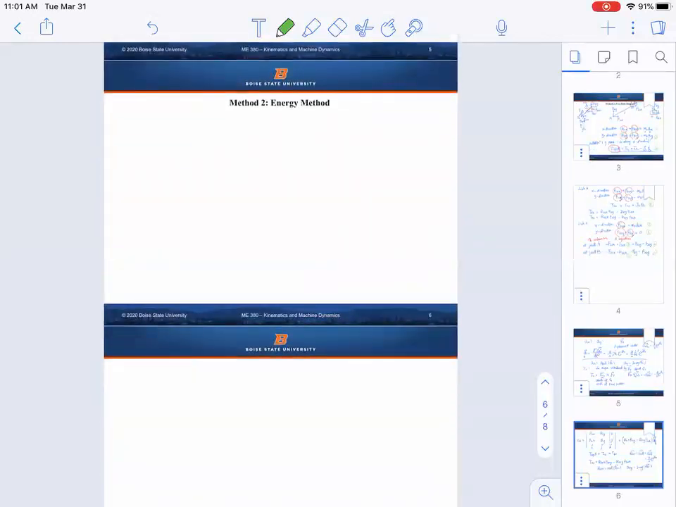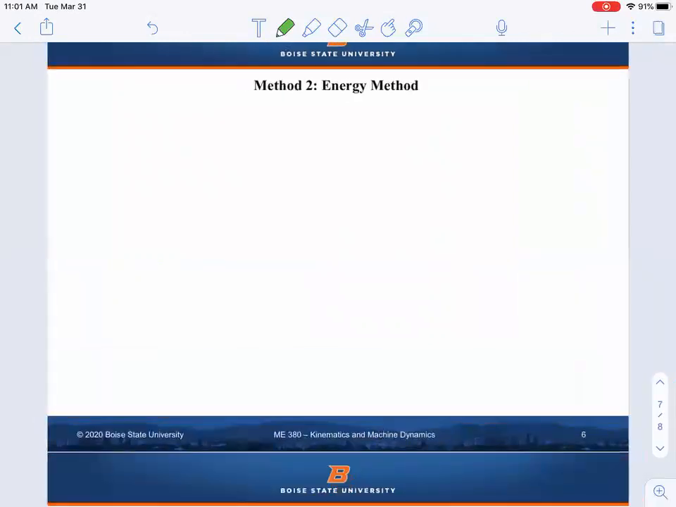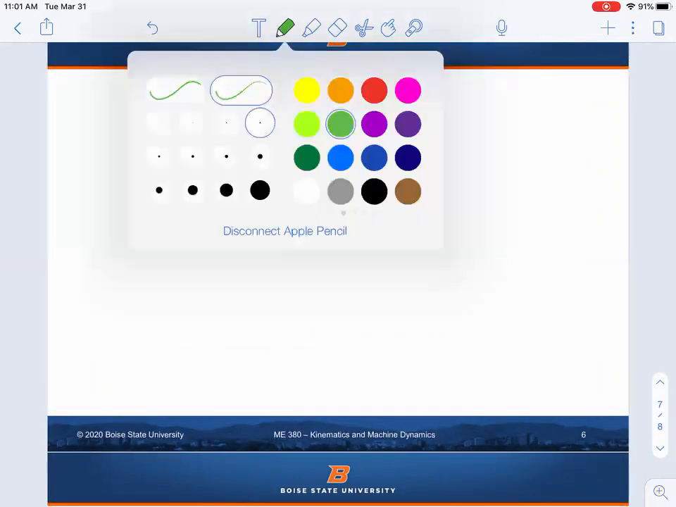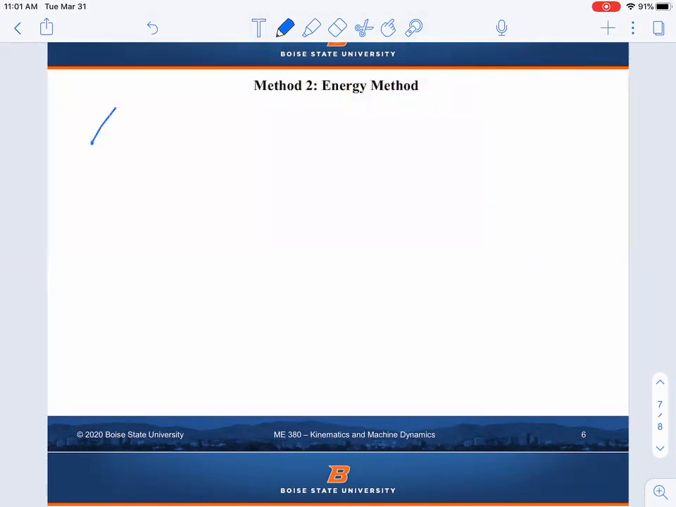The energy method is, I believe, going to be the method you'll love the most. Previously we mentioned this case, so let me draw the 4-bar linkage again. It's a crank slider, rotating at constant speed theta 2 dot. So what are the energies in the system? The energy is the kinetic energy plus the potential energy.